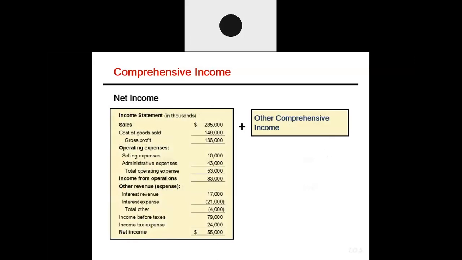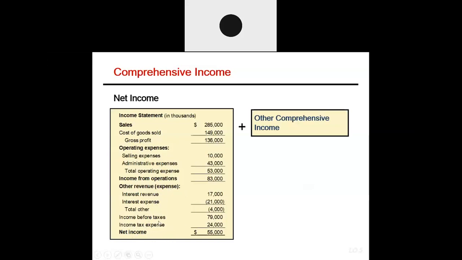So this is how you present the comprehensive income. You are all familiar with the income statement. In the income statement here we have the sales, and then minus cost of goods, so you get the gross profit, and then you minus all the operating expenses and add other revenue and minus other expenses, and then you minus the income tax expenses, and finally you get the net income. So this is the income statement part.